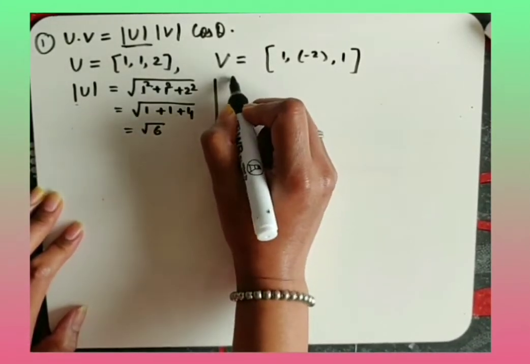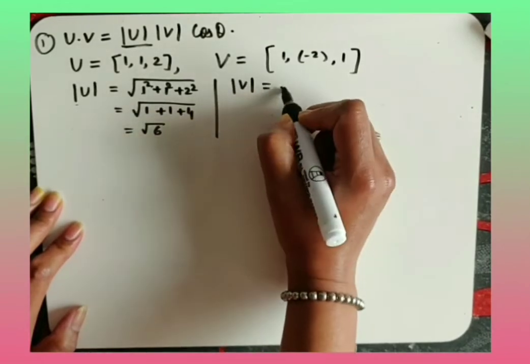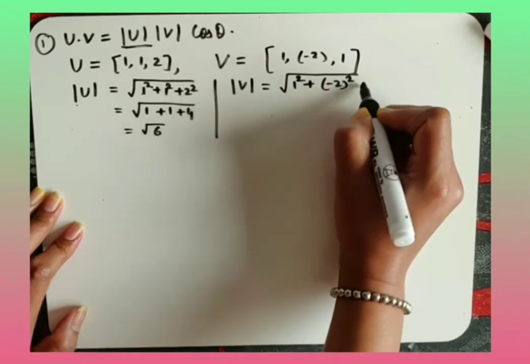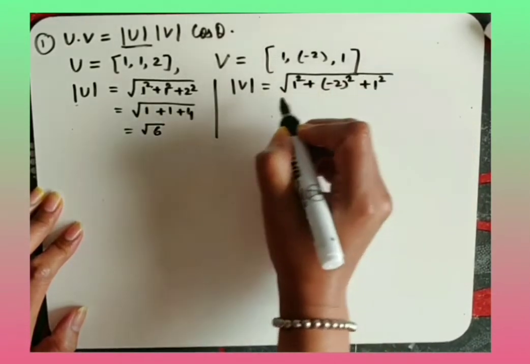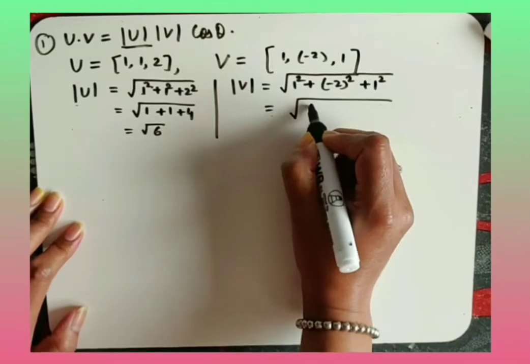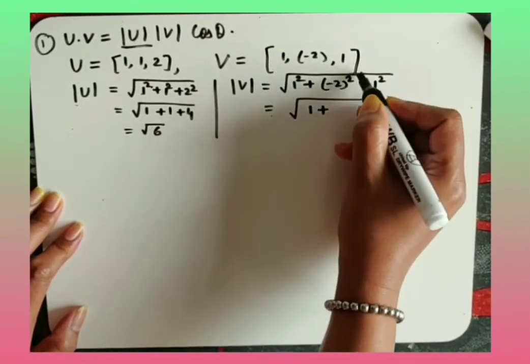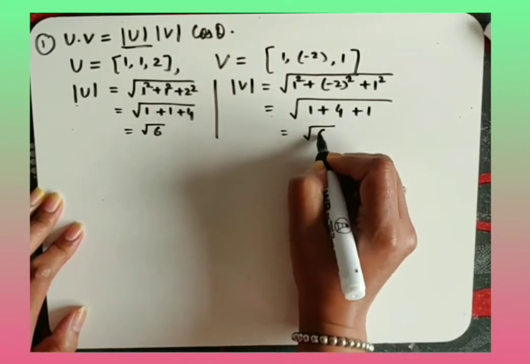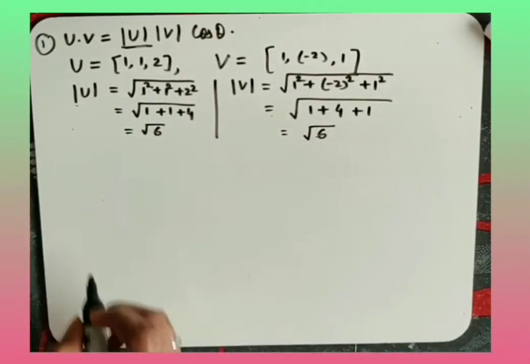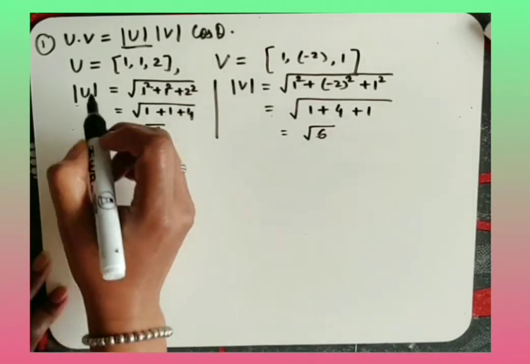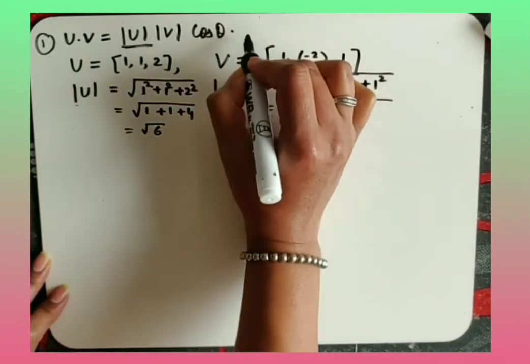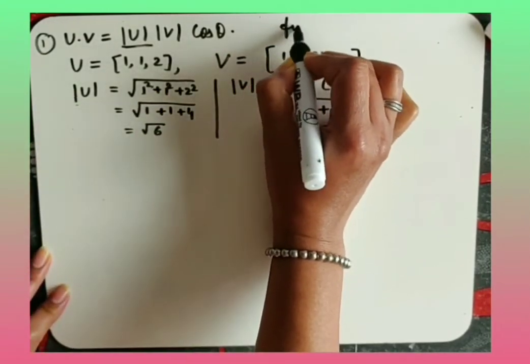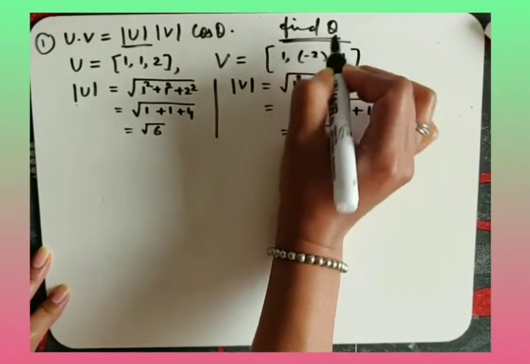Now we are going to find the absolute value of v. The formula is the square root of 1 squared plus minus 2 squared plus 1 squared, which is the square root of 1 plus 4 plus 1, equal to the square root of 6. This one is also the square root of 6. Now the second question is that we are finding theta. The question is: find theta.